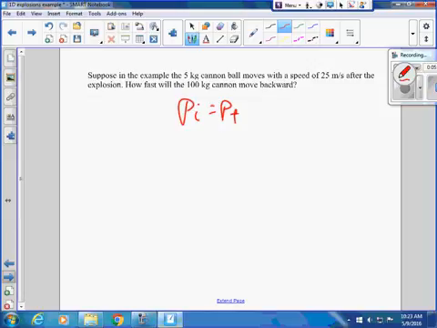I could write out m_C v_C, it's 0. Don't bother, write it out. It's 0. The initial momentum is 0. What if it's not mentioned? If the cannon was in motion, like let's say it was on a train and the train was traveling down a track, and then it shot, right? It would have some sort of momentum to begin with.